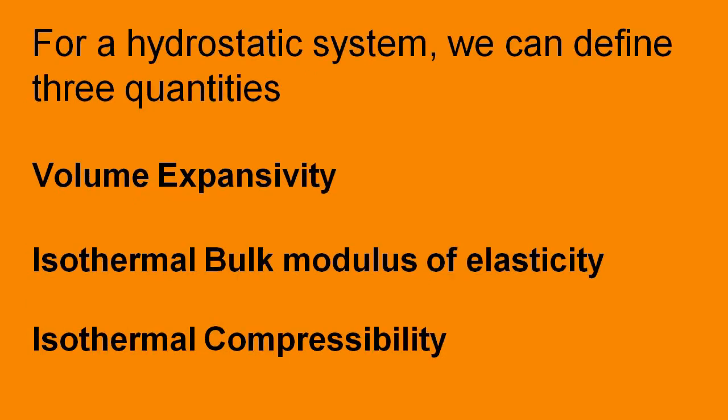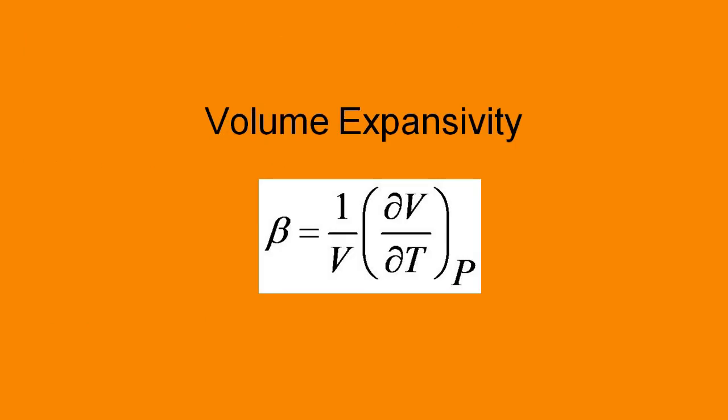And for a hydrostatic system, we normally define three quantities: volume expansivity, isothermal bulk modulus of elasticity, and isothermal compressibility. The terms bulk modulus and compressibility are familiar to you, and we can define them one by one.